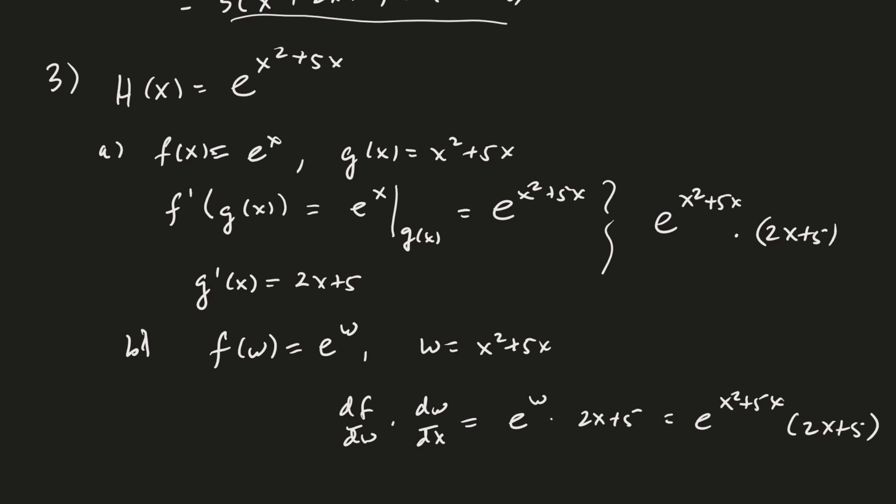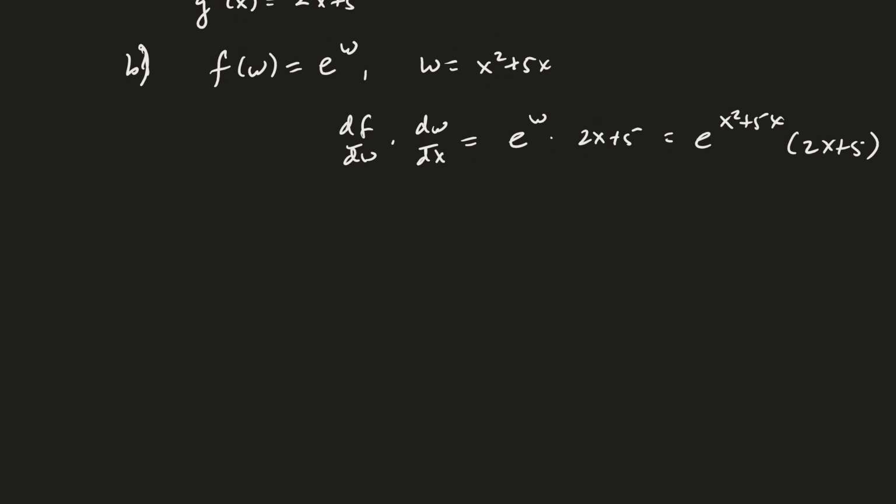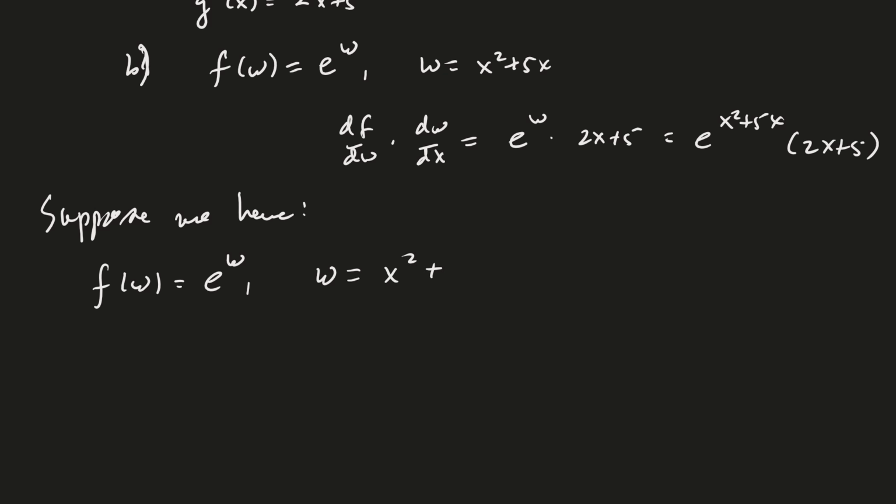Good. Now the nice thing, the reason I'm saying that the second version is kind of nice is because we could have done something like the following. Suppose we have f of w equals e to the w. W is a function of x, but then let's take x to be a function of t. And then we could even take t to be a function of what variable? R?